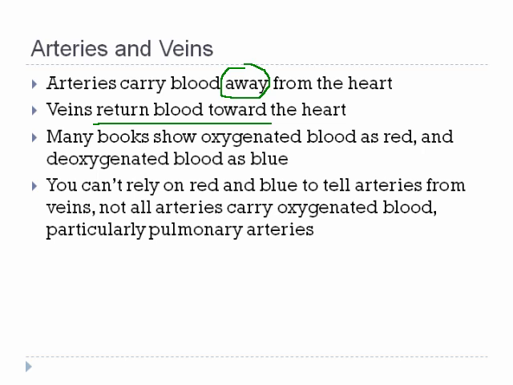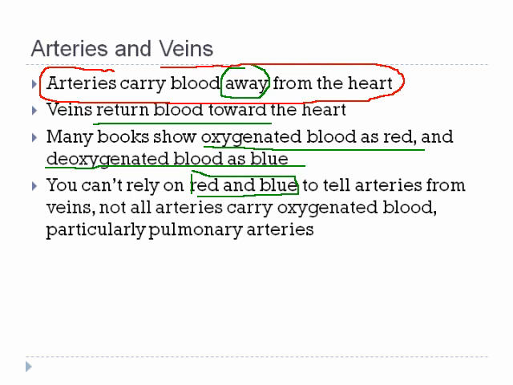And then many books show that oxygenated blood is red and deoxygenated blood is blue. You cannot rely on the red and blue to tell arteries from veins. Not all arteries carry oxygenated blood, particularly the pulmonary arteries. So if you're trying to remember a rule of thumb, you can't use the red and blue, but you can remember that arteries carry blood away from the heart and veins return blood toward the heart. So the red and blue won't always help, but the arteries away will help you.